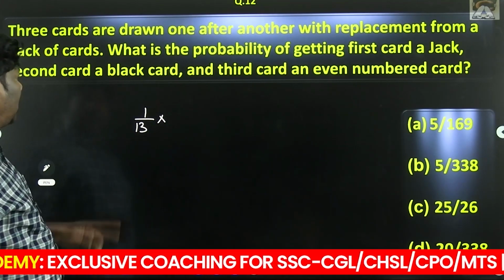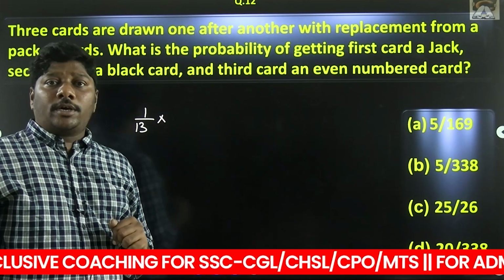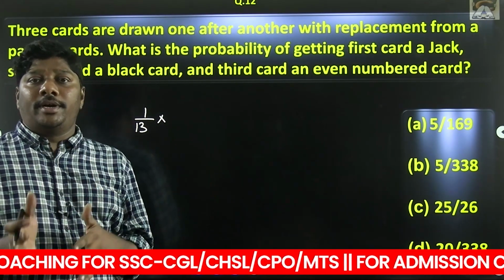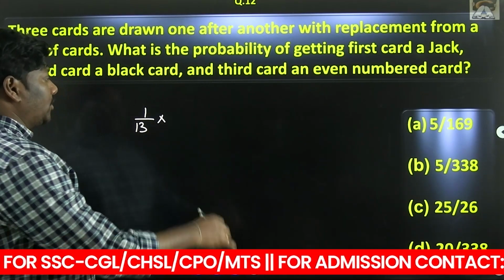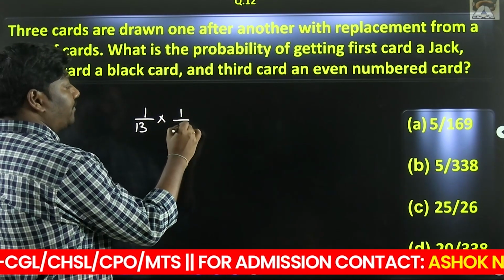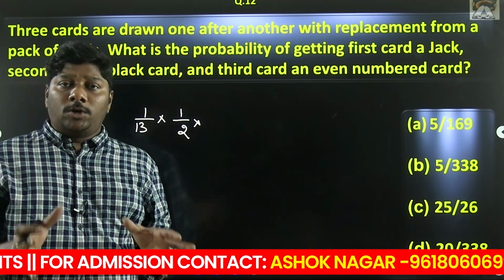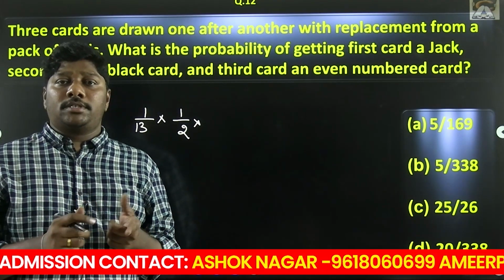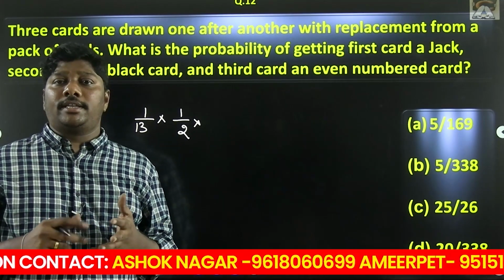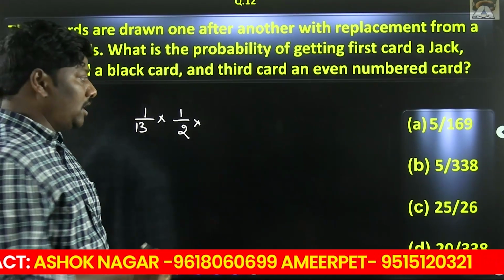And you want your second card to be a black card. There are 26 black cards and 26 red cards. Therefore, you can say 26 out of 52, which is half. And you want your third card to be an even numbered card. Out of 10 numbers, we have only 5 even numbers: 2, 4, 6, 8, 10. So 5 out of 13 even numbers.